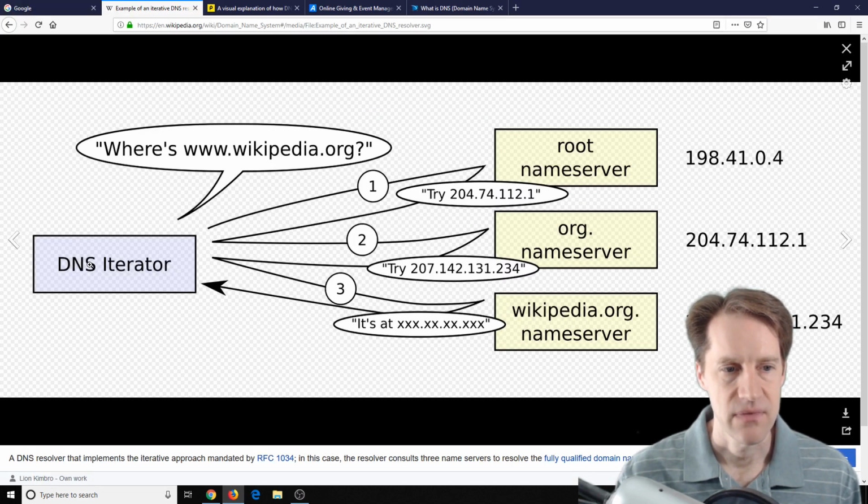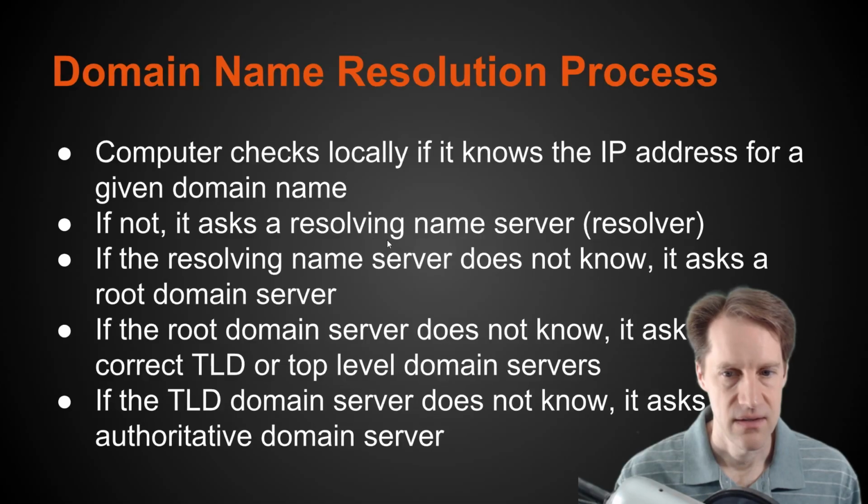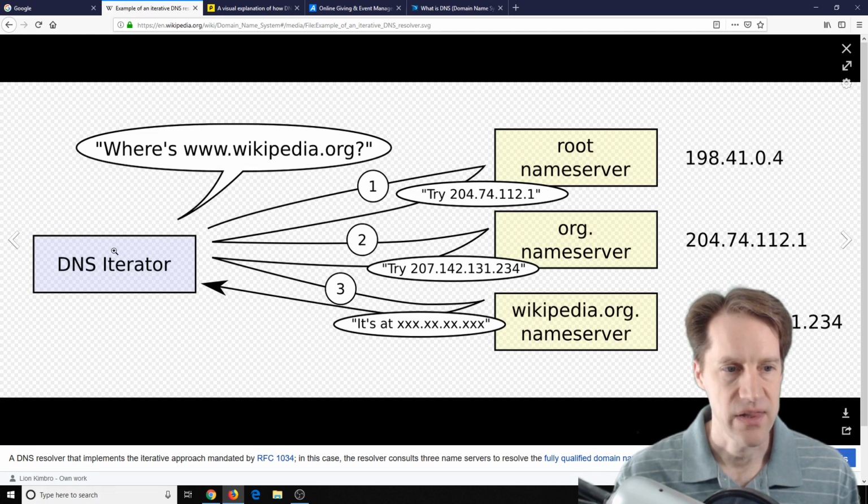So here, like I called it a resolving name server or resolver, here they're calling it a DNS iterator. So it's basically your computer talking to this DNS iterator. The first thing it does is ask, where is www.wikipedia.org? And it asks the root name server. Again, that's the dot. And it says, nope, try the top-level domain, and here is its IP address. And it sends it back to here.